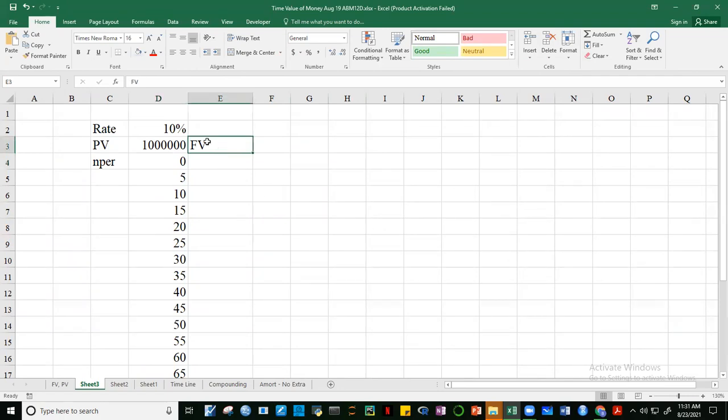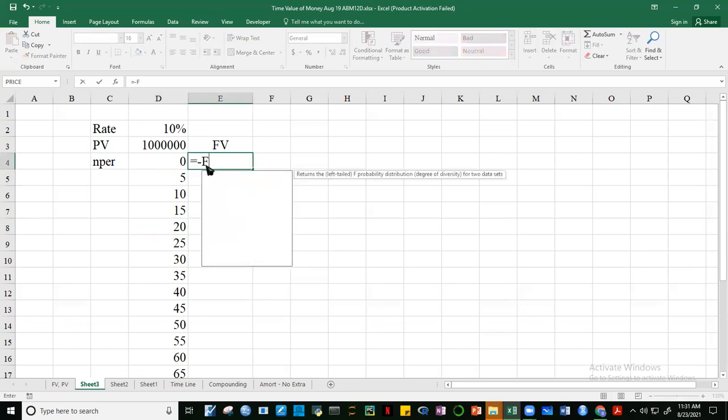But what we're really interested in is compute the future value, if the n per is 0, 5, 10, 15, etc. So let's use the formula, negative FV. Negative guys kasi alam natin na negative yung ilalabas na answer kasi present value natin positive. So our rate is 10%. So I'm going to fix the row.